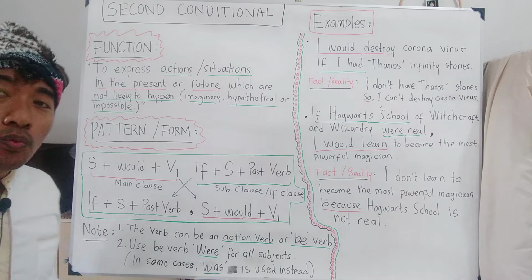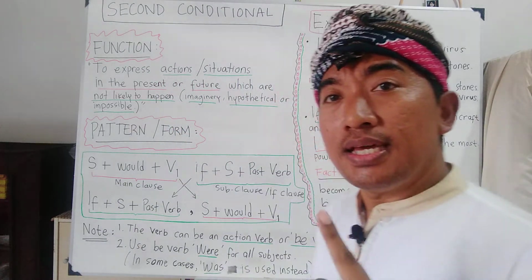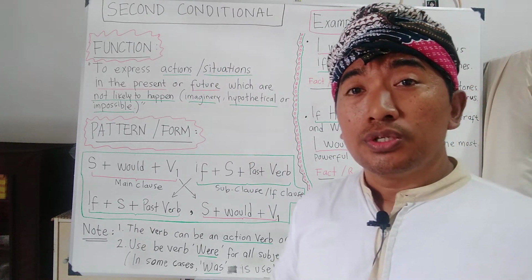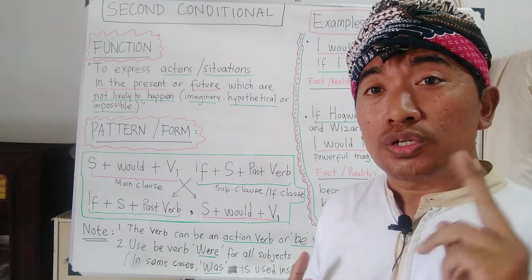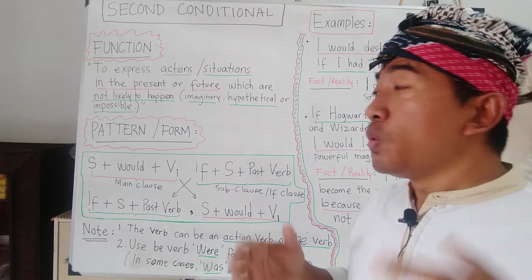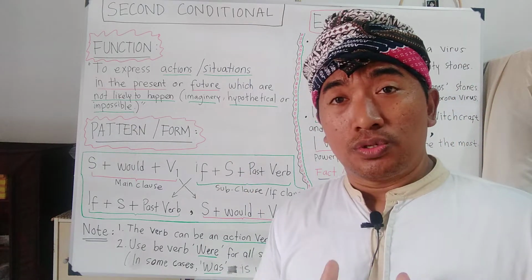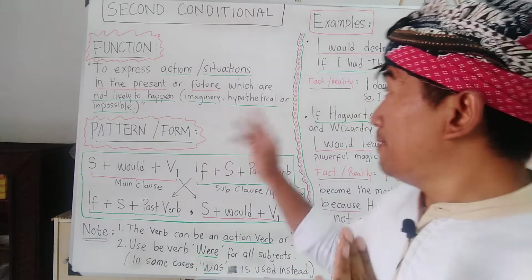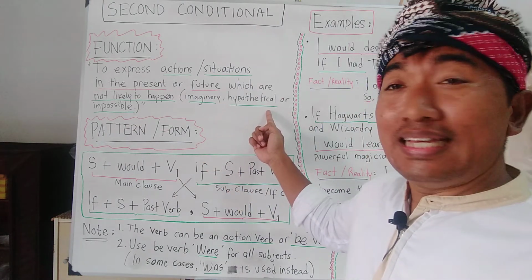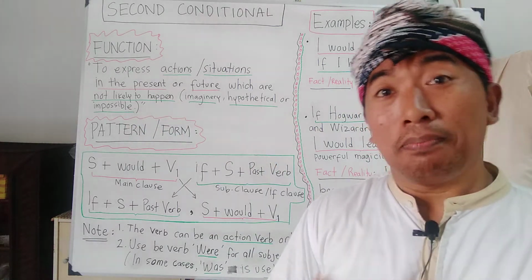Now, what is the function of second conditional? As you can see in the whiteboard, second conditional is used to express actions or situations in the present or the future which are not likely to happen. Now, these actions or situations can be imaginary situations or actions. It can be hypothetical, and for sure, it is impossible.